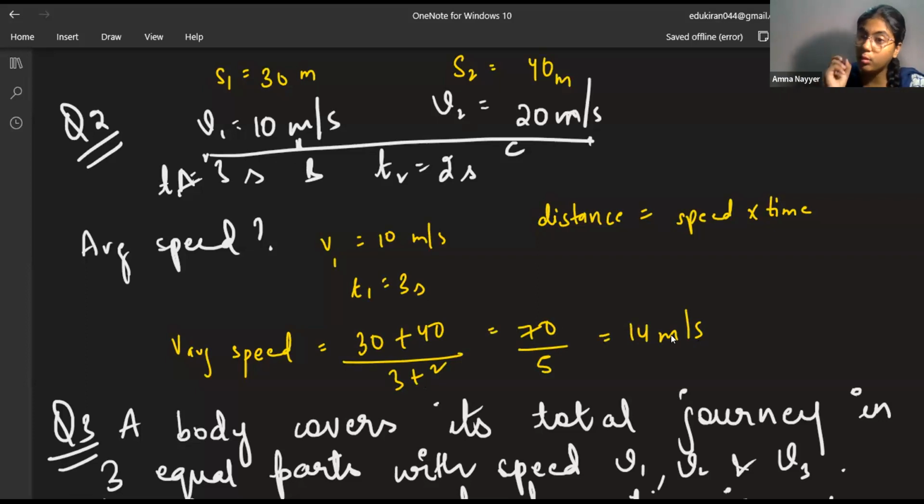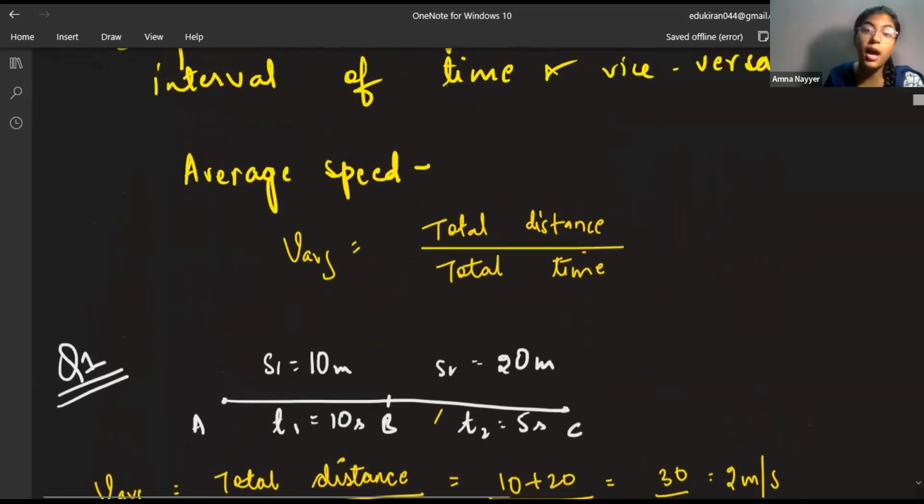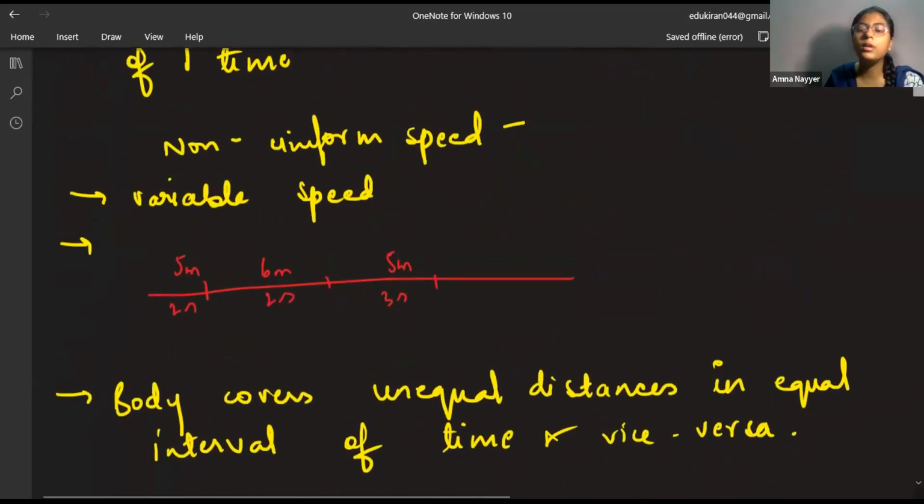This is how you calculate average velocity. Even if distance is not mentioned, you find out the distance, then solve, because the formula remains the same. Average velocity is total distance by total time. So this was the first concept. In average, you have very good questions also from this part. I'll discuss the questions. Note down this.